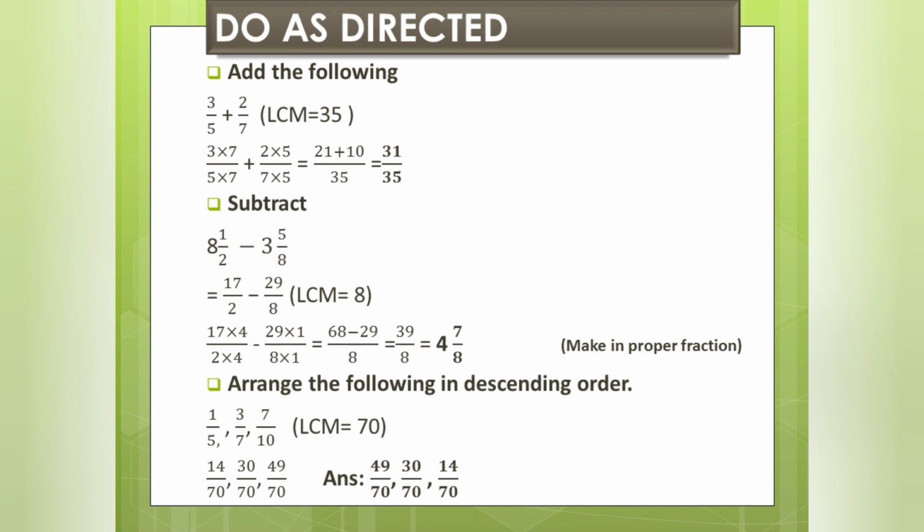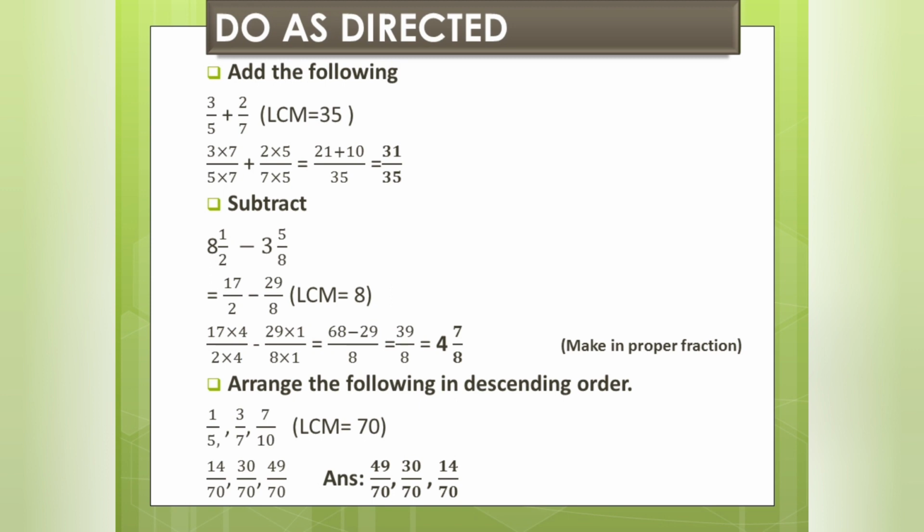So the first answer, 17 multiplied by 4, we'll get 68, minus 29 multiplied by 1, we'll get 29. The denominator is the same, we'll write 8. 68 minus 29, then we'll get the answer 39 upon 8. This 39 upon 8 is an improper fraction, so we have to convert this improper fraction into a mixed number. For that we have to divide 39 by 8. Then we'll get 4 integer 7 upon 8.